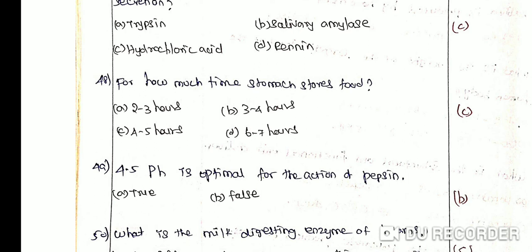For how much time stomach stores food? Option A 2 to 3 hours, option B 3 to 4 hours, option C 4 to 5 hours, option D 6 to 7 hours. The correct answer is option C 4 to 5 hours. The stomach stores food for 4 to 5 hours. The food is mixed thoroughly with the acidic gastric juice of the stomach by the churning movements of its muscular wall and is called chyme.